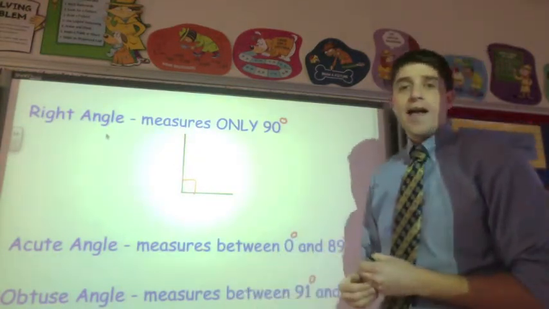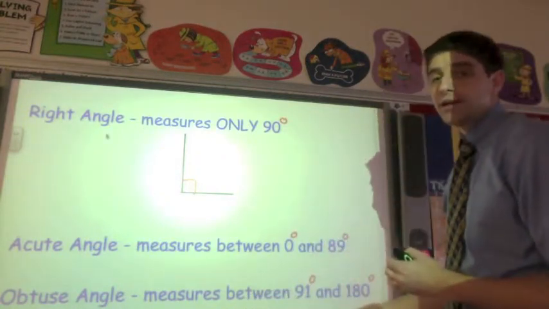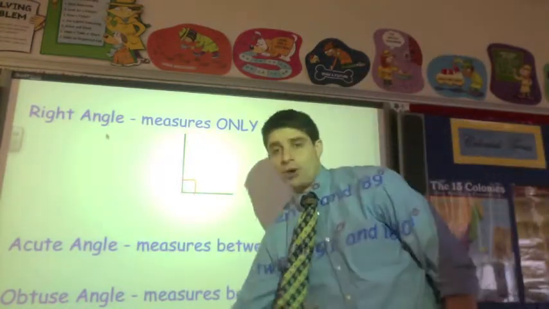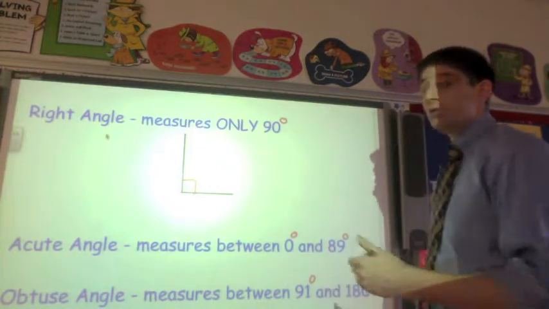And finally, I have an obtuse angle. An obtuse angle, it measures between 91 and 180 degrees. Real quick before I go on, I'll show you an example of an acute and an obtuse angle.